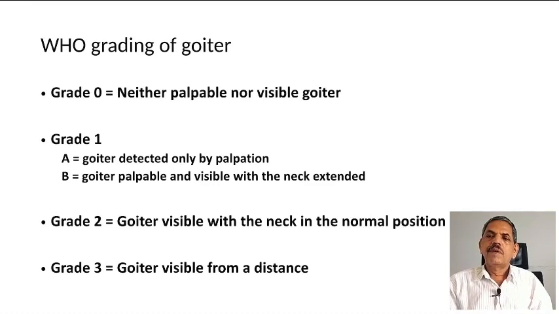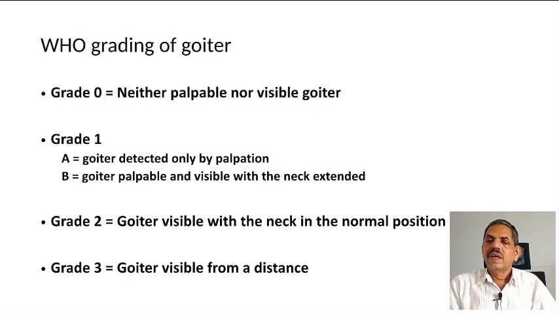There is a WHO grading of the goiter. Grade 0, neither palpable nor visible goiter. Grade 1A, goiter detected only by palpation, and grade 1B, goiter palpable and visible with the neck extended. Grade 2, goiter visible with the neck in the normal position, and grade 3, goiter visible from even a long distance.